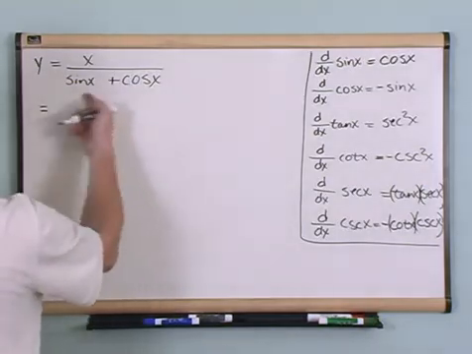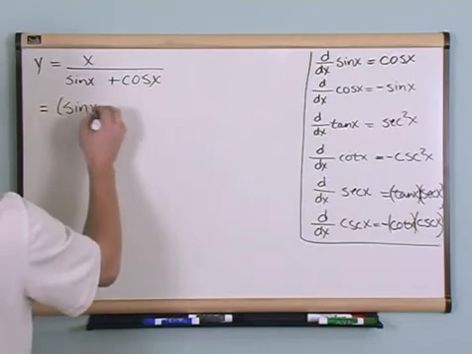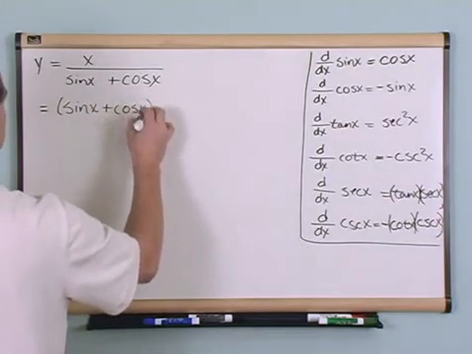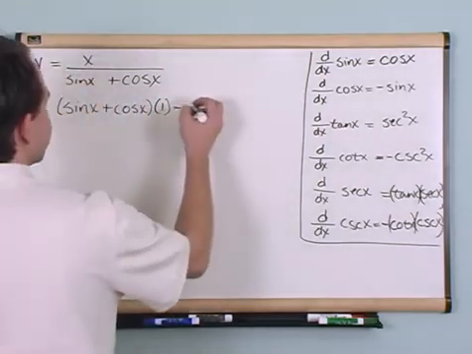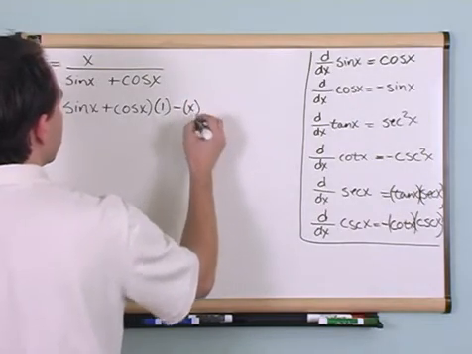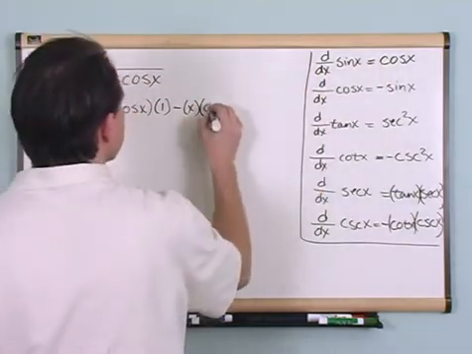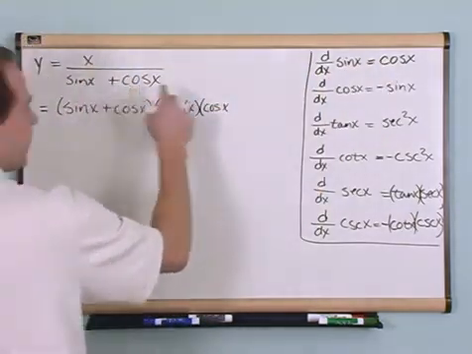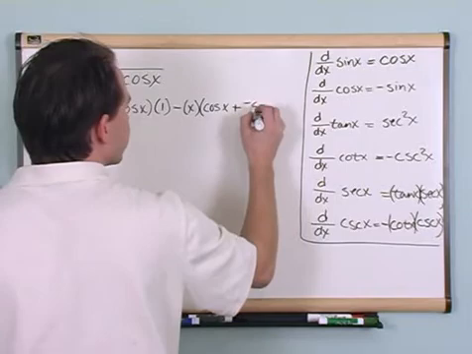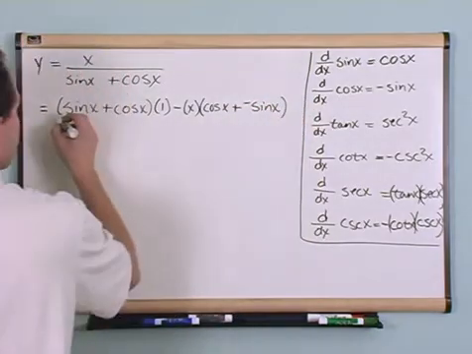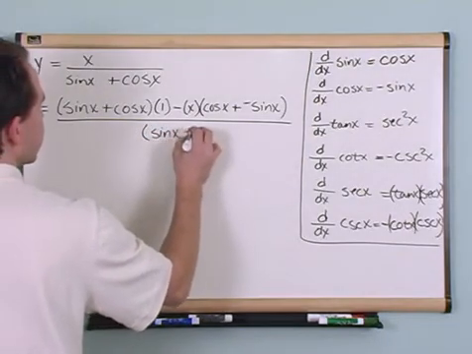But let's just do this. We're going to use the division rule to take the derivative. So we have the bottom, which is the sine of x plus the cosine of x, times the derivative of the top, which is just 1, derivative of x is 1, minus the top times the derivative of the bottom. Derivative of sine is cosine, and the derivative of cosine is negative sine.